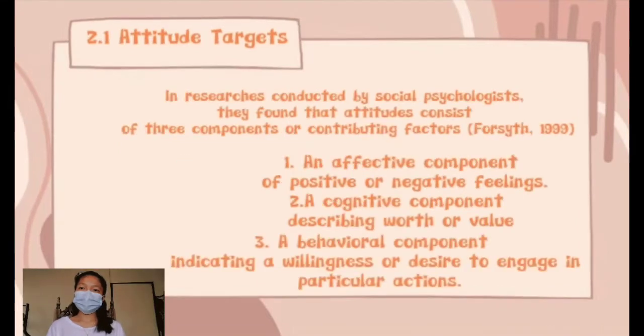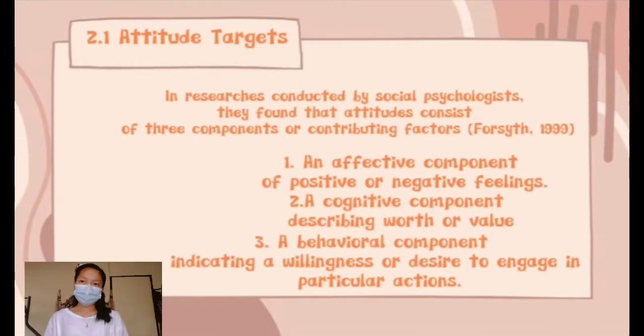In researches conducted by social psychologists, they found out that attitudes consist of three components or contributing factors (Forsyth, 1999). First, an affective component of positive or negative feelings. Second, a cognitive component describing worth or value. Third is the behavioral component indicating a willingness or desire to engage in particular actions.